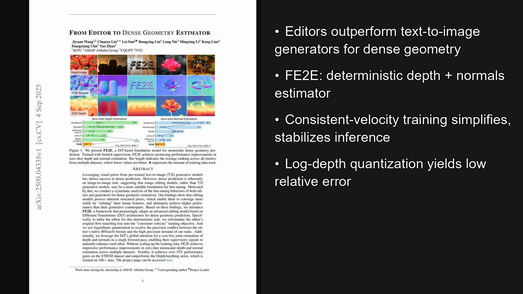Wrapping up, two takeaways stand out. Editing diffusion models make stronger, more stable foundations for dense geometry than text-to-image generators, and the trio of consistent velocity training, logarithmic depth quantization, and joint depth normal supervision delivers big zero-shot gains with little data. The broader implication is data-efficient geometry estimation at scale.